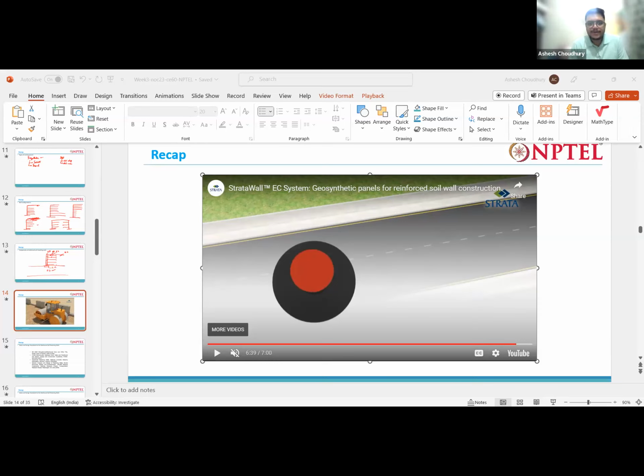Okay, leveling bed material, yes. The leveling bed material is PCC, just normal PCC, to get a level over the main base soil, a plain surface, so that the facing walls can be placed, right? Just to get a plain surface, we construct this leveling bed, nothing else.